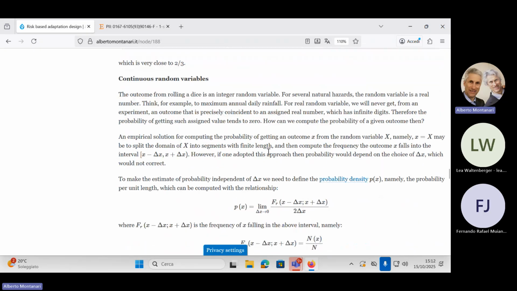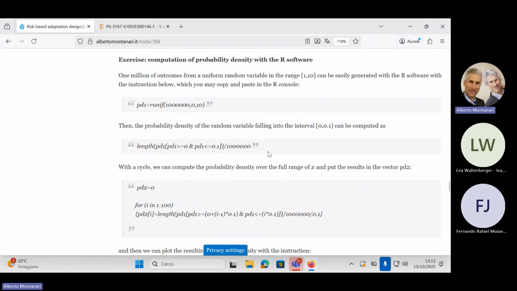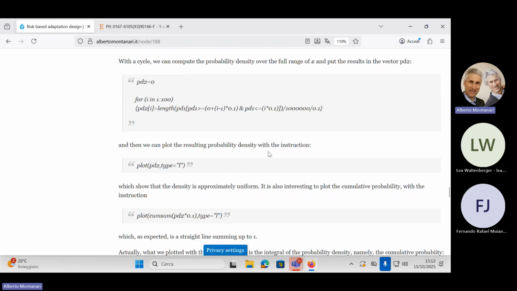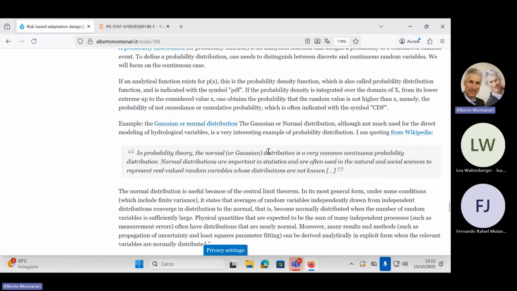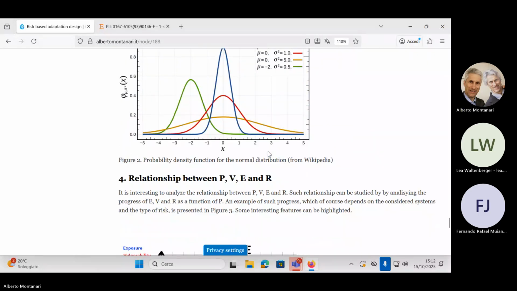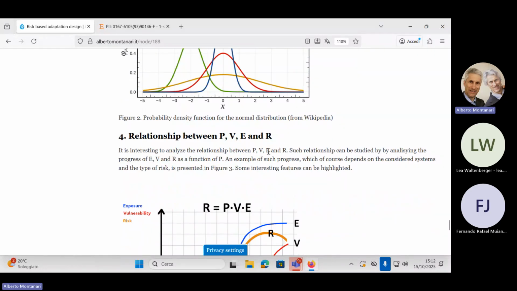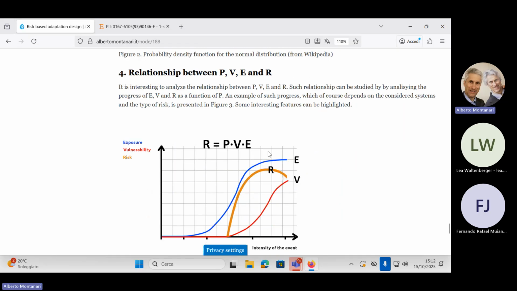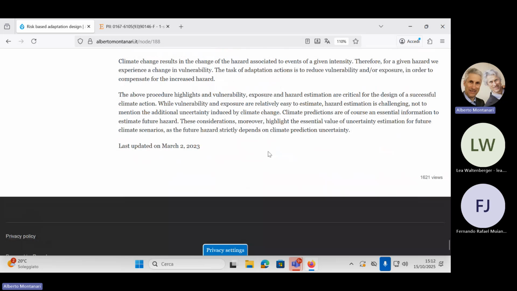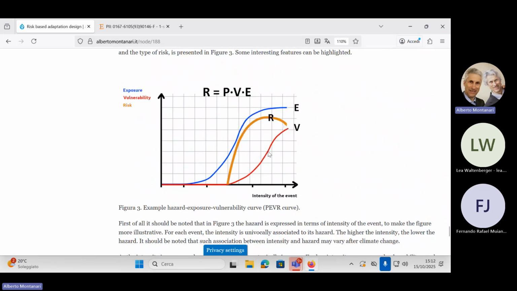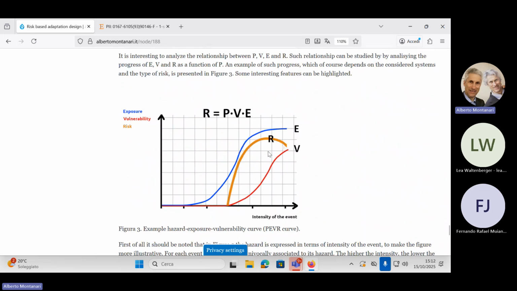Okay, and you see here continuous random variable. Now, very interesting, there are some probability distributions. Let's look at the relationship between P, V, E, and R. Okay, just one second. I want to see, okay, here I have only one graph. Okay, let's use this.